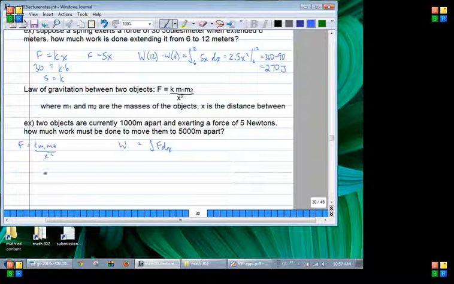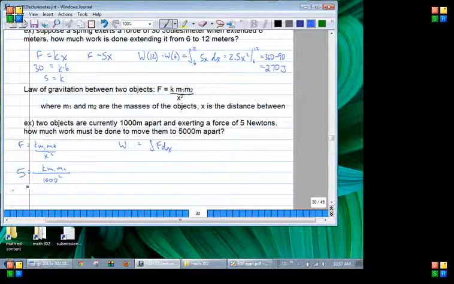X is 100. X is 1,000, so squared. And what else do we know? And f is 5. So, okay, right. But the whole beauty is, well, watch what happens. So what do we do? Well, 1,000 squared is 1,000,000.